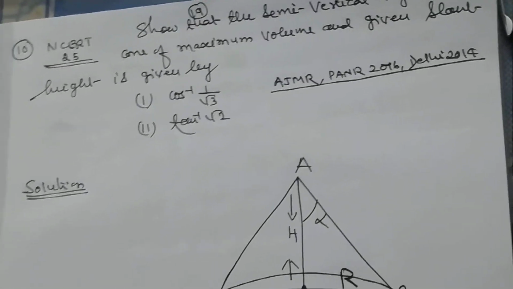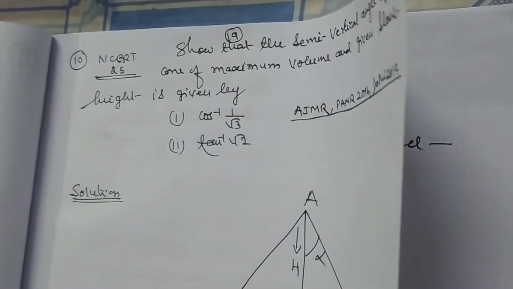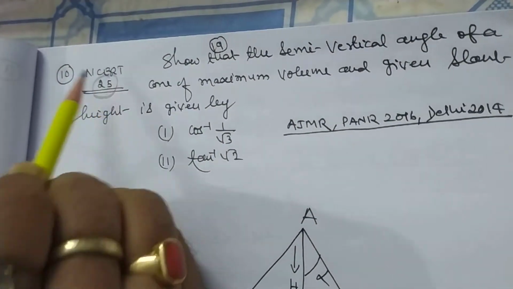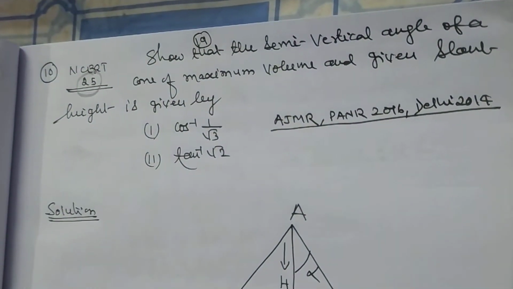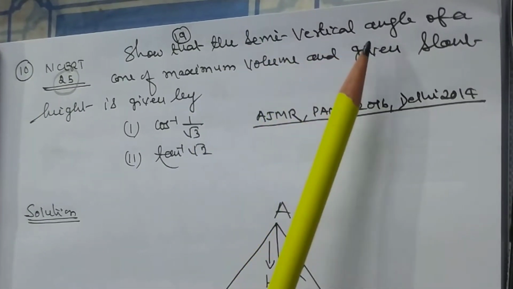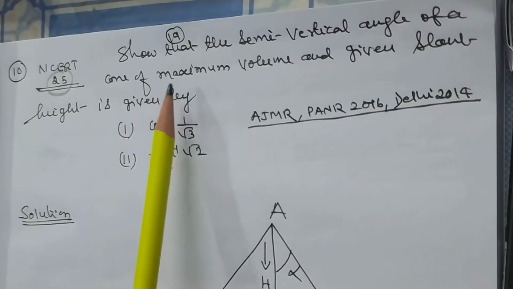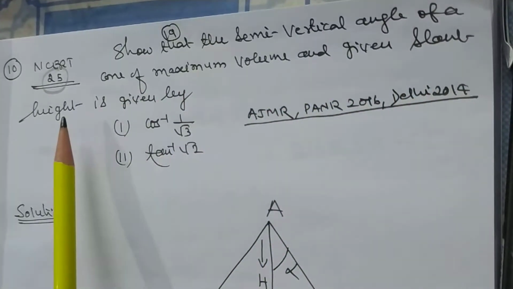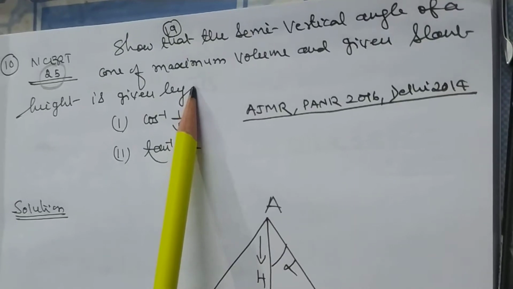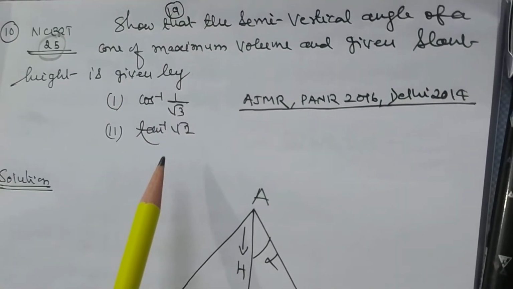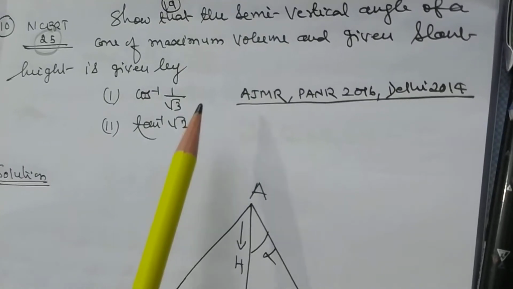Now, my dear student, I want to solve problem number 25 of NCERT and problem number 10 of study material. The problem is: show that the semi-vertical angle of a cone of maximum volume and given slant height is given by cos inverse 1 by root 3 and tan inverse root 2.